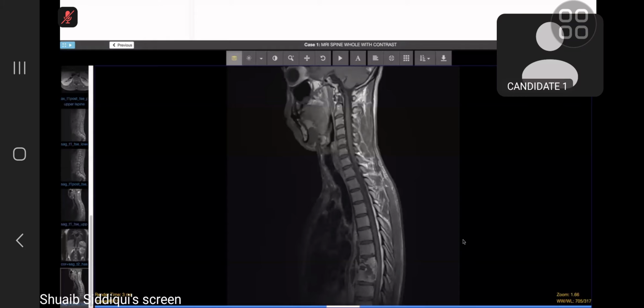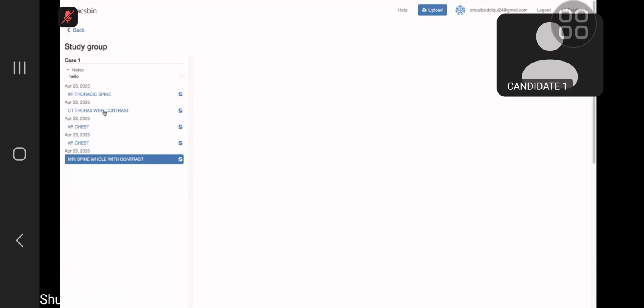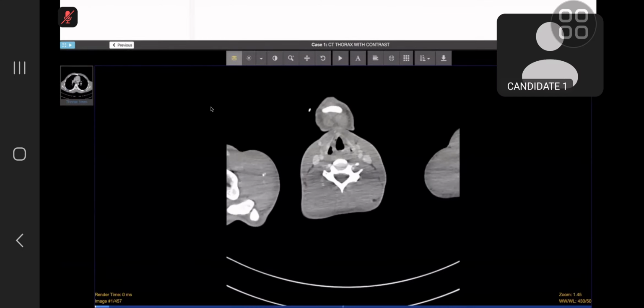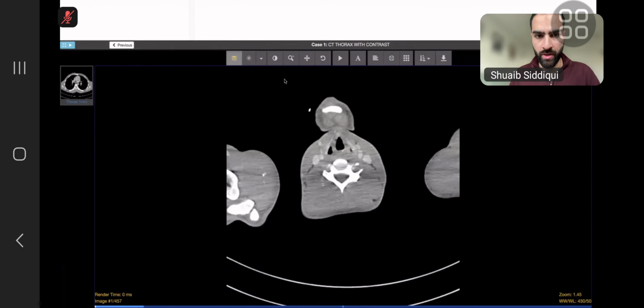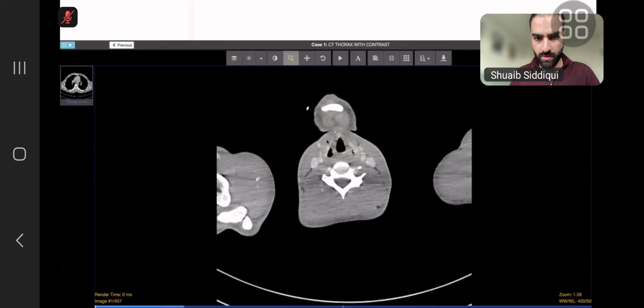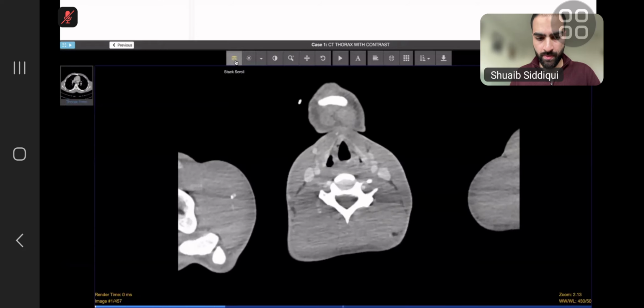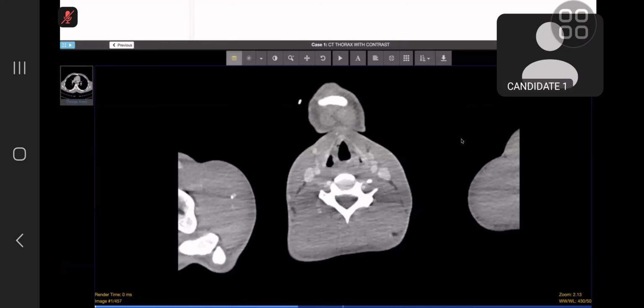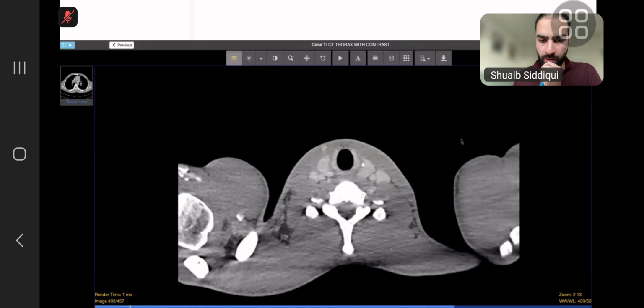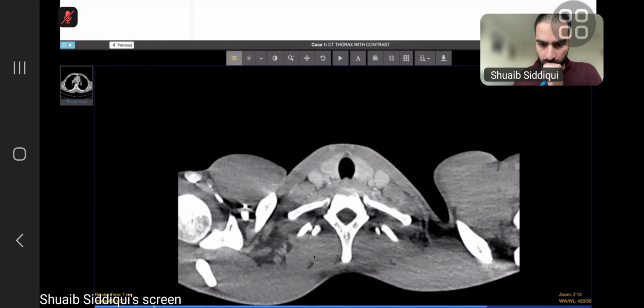Is there anything else you'd like to image? So I would also like to image the chest to look for any abnormalities. So just give it a second, it's going to load. Okay, start scrolling, please. Yes, sir. So it's not scrolling actually. Okay, I'll scroll it through for you.